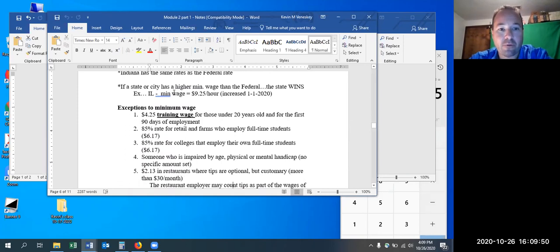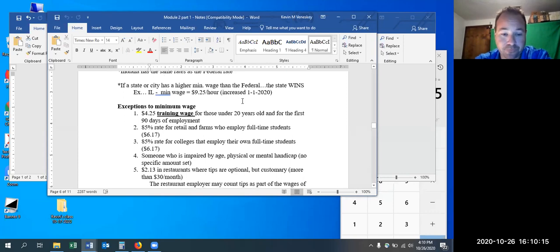Okay, so I've given you a couple scenarios here. Illinois has a minimum wage rate quite a bit higher than the federal. This was increased just recently at the beginning of 2020 to $9.25 an hour, whereas Indiana still follows the federal rate. Indiana has not done anything with hiring requiring a minimum wage, but again, society pretty much dictates that nobody pays $7.25 hardly an hour.